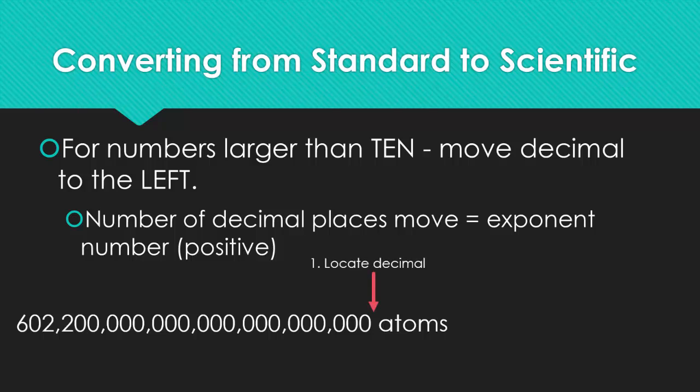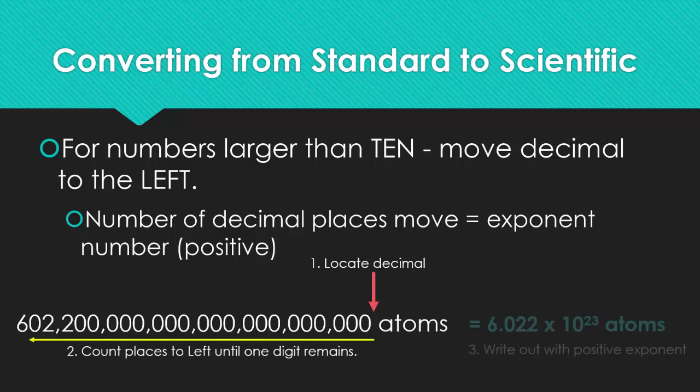So the first thing is you locate where the decimal is. It's all the way down there. Then you count the number of places to the left until only one digit remains. Therefore, if you count them out correctly, your number should be 6.022 times 10 to the 23rd atoms. Again, that's a very big number, and that is why there is a positive exponent. The times 10 factor is always going to be a placeholding factor.